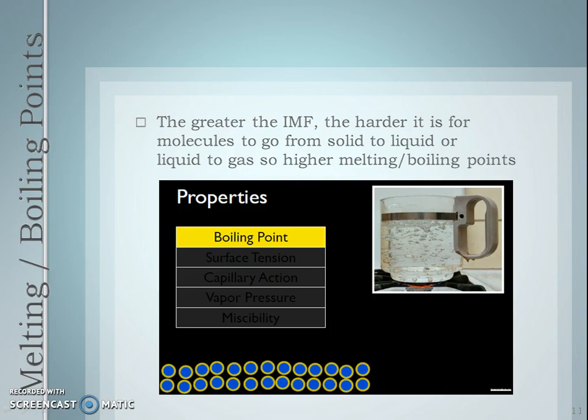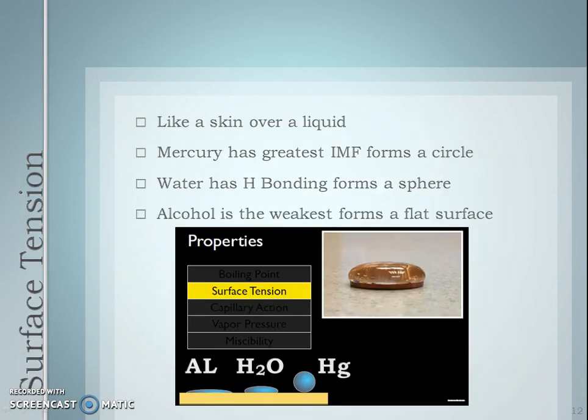So then he talked about certain properties like melting and boiling points, and he said the greater the IMFs, the harder it is for those molecules to go from that solid to a liquid or the liquid to a gas. So that means that they're going to have a higher melting or boiling point. Surface tension is like the skin over a liquid.